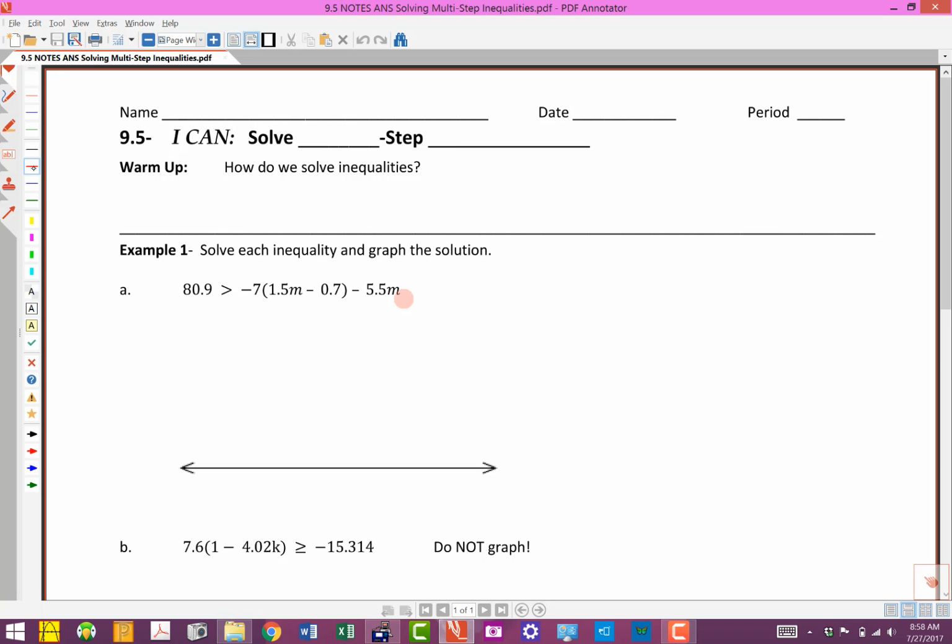Okay, we're on a roll here with these inequalities. So let's keep going. Here's the next section. The I can statement for 9.5 is I can solve multi-step inequalities.